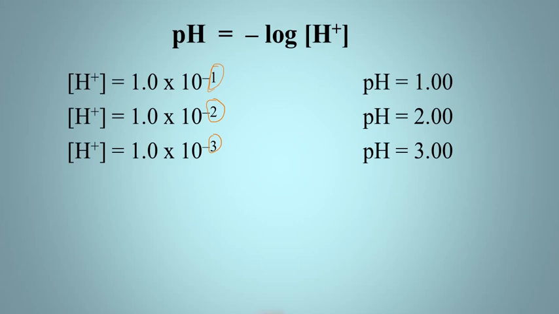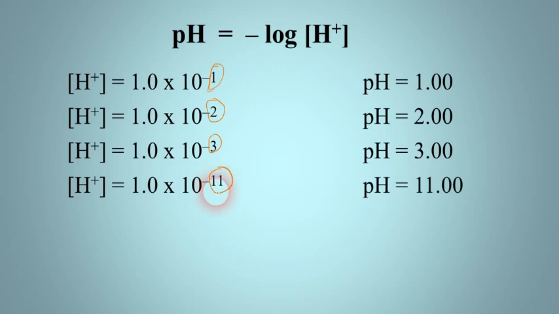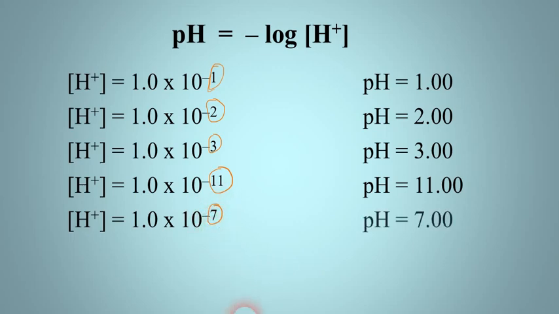And hopefully you can find the logarithm button on your calculator, and you can calculate it pretty easily on your calculator as well. So if the H plus is 1 times 10 to the negative 11th, the pH is 11. If the hydrogen ion concentration is 1 times 10 to the negative 7th, that would be a pH of 7, as you can see. So we use that exponent there, the negative of the exponent, to be the pH.